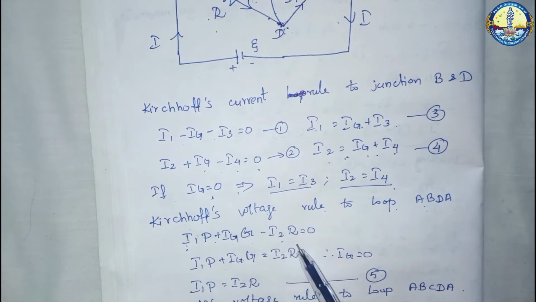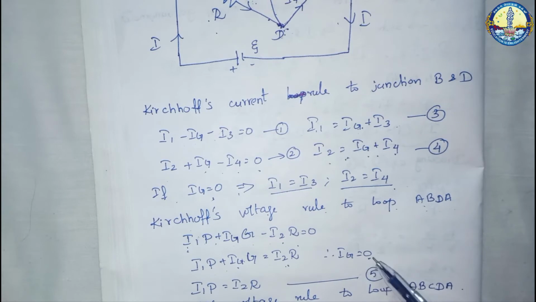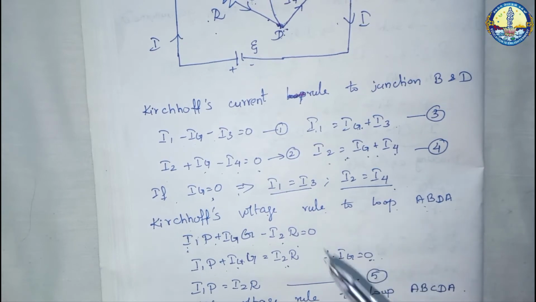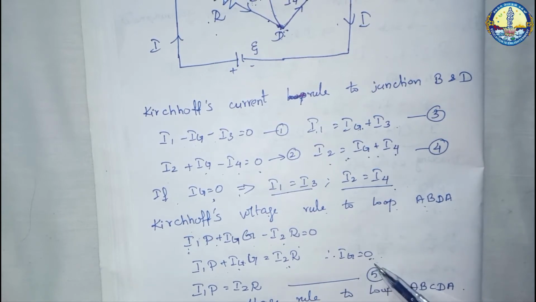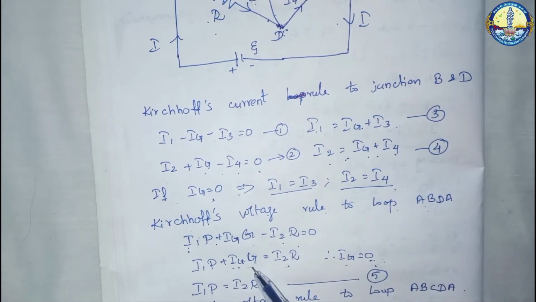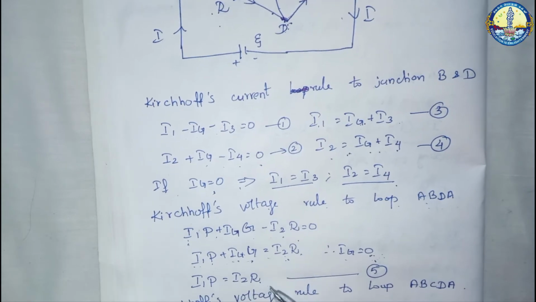If you substitute Ig is equal to 0, we know that there is no potential difference between the B and D points. So Ig is equal to 0. If Ig is equal to 0, you will get I1P is equal to I2R.